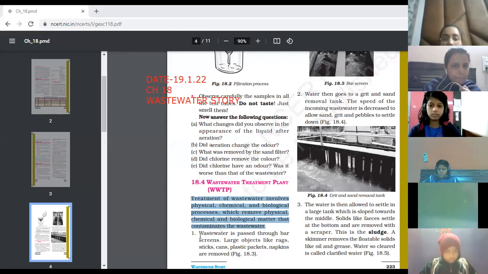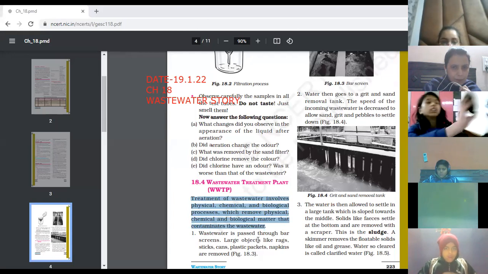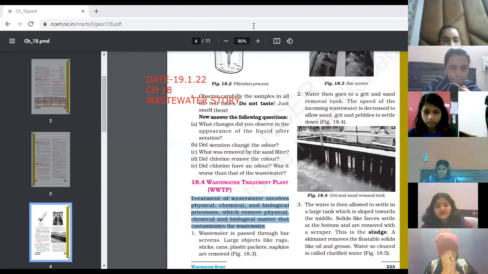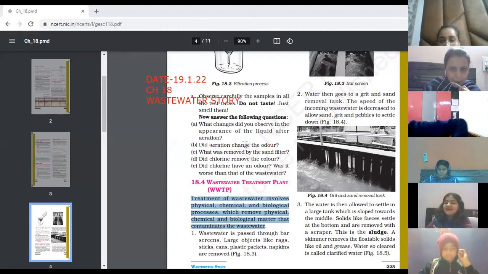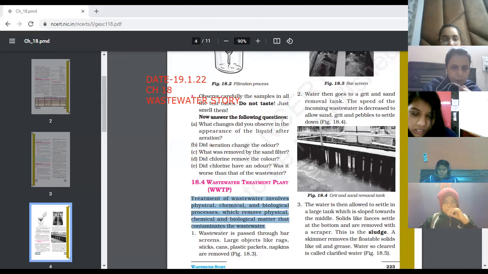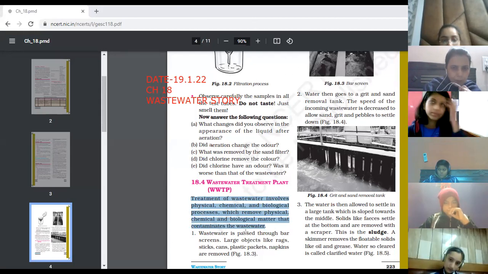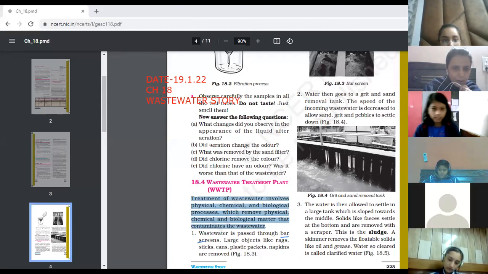Water waste is passed through bar screens, large objects like racks, and... I don't have my book right now. I was going to take it. I was in the... So the first point, read it carefully, beta. Your voice is not clear.